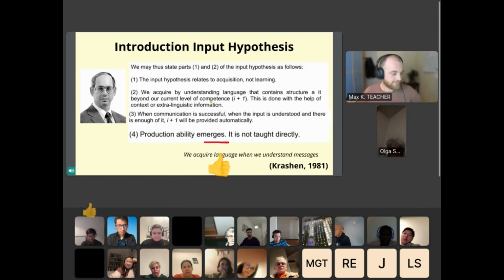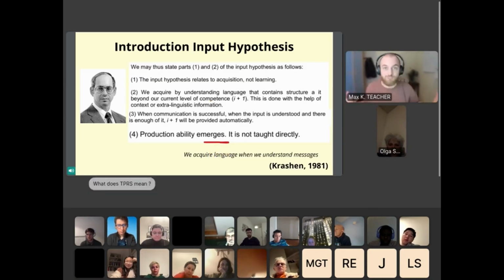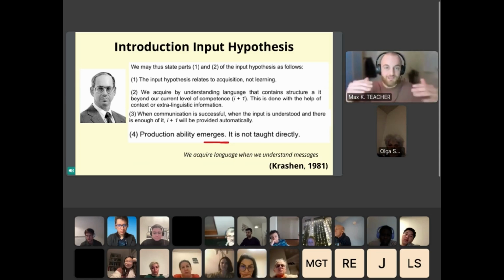Then we can go to the introduction of the input hypothesis. This is the most important idea, I would say, that a lot of other linguists build upon. So we have to understand it. And he writes, and I quote, "We may thus state parts 1 and 2 of the input hypothesis.